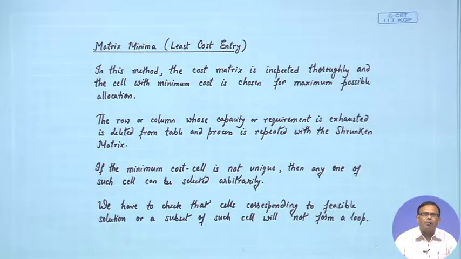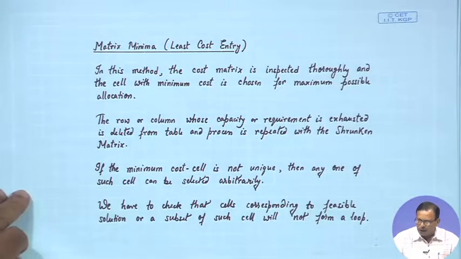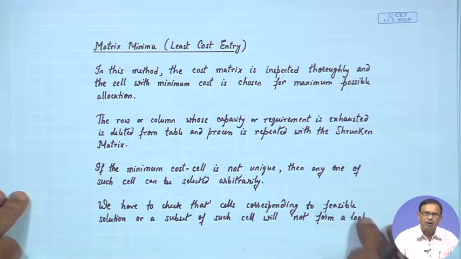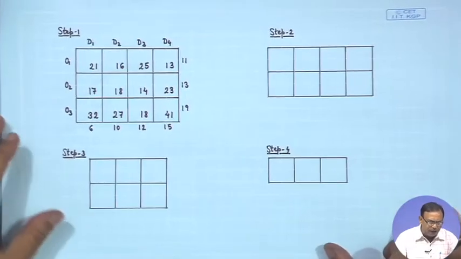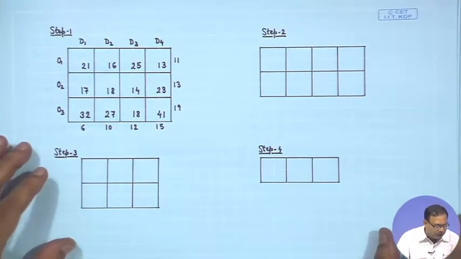Now, if the minimum cost cell is not unique, then you can choose any one of such cells arbitrarily, and we have to check that the cells corresponding to the feasible solution or a subset of such cells will not form a loop. We will discuss this afterwards, why we are talking about this one. So, let us take the same problem again.